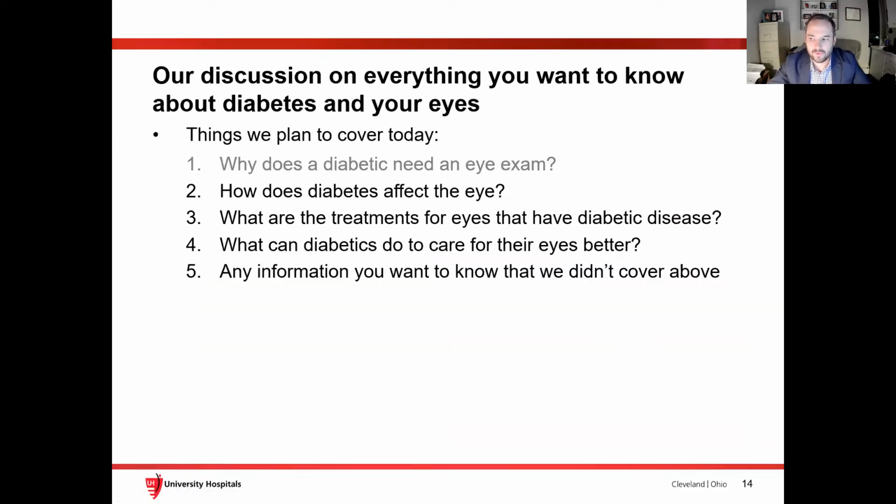So now that we know some of the ways that diabetes can affect the eye, what are treatments that are out there that can help these changes?